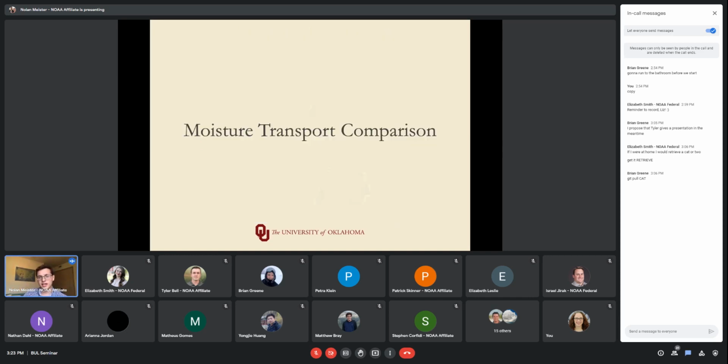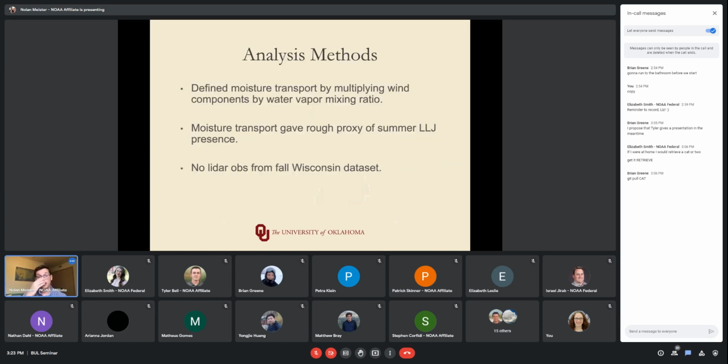We'll talk more about that in just a second, but I want to pivot to the moisture transport comparison before we do that. The analysis methods for moisture transport were pretty simple. Like I said, I'm using moisture transport as a rough proxy for the low-level jet, since that's one of its more important functions. And I just defined moisture transport by multiplying the U and V wind components by water vapor mixing ratio. And again, there were no fall observations because the LiDAR was struggling to deal with aerosols in the upper boundary layer. So we're just going to get a summer moisture transport comparison between Wisconsin and Oklahoma.